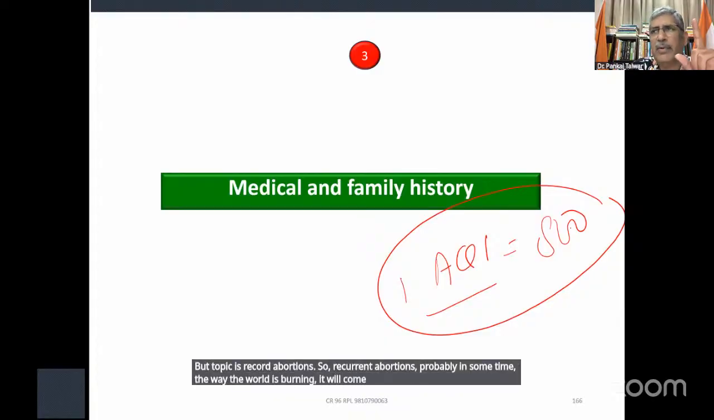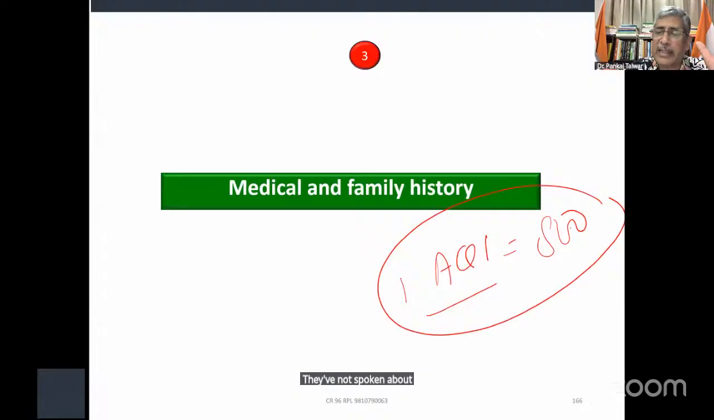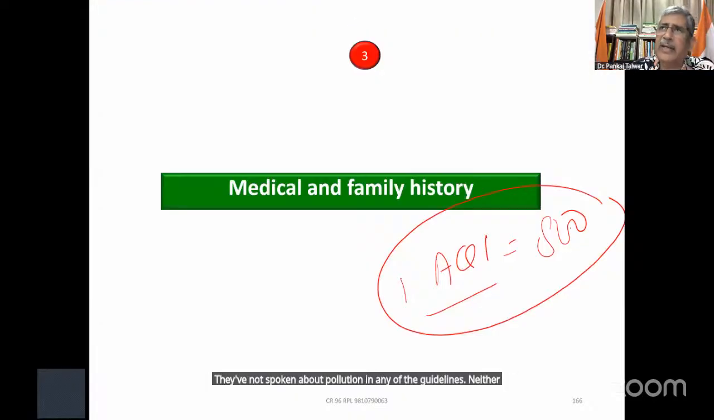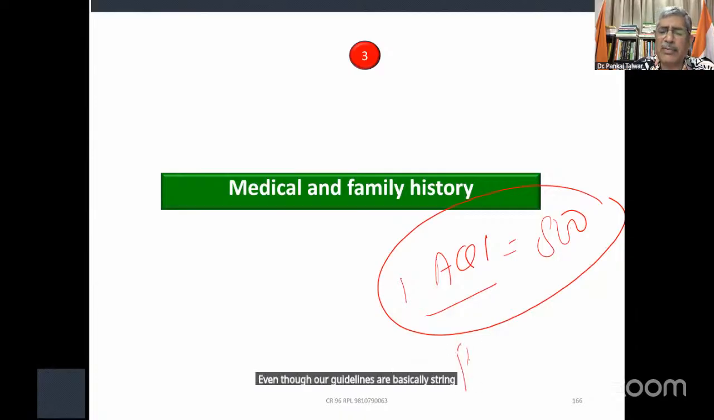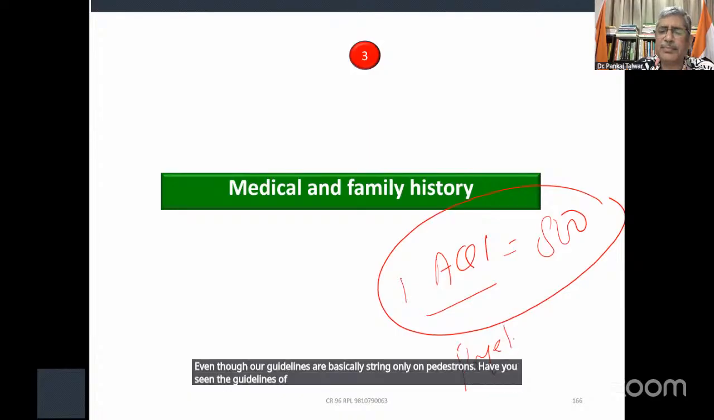But till now, they've not spoken about pollution in any of the guidelines. Neither ASRM, nor ESHRE, nor RCOG, nor FOGSI. Even our guidelines are basically speaking only on progesterones. Have you seen the guidelines of Oxy?